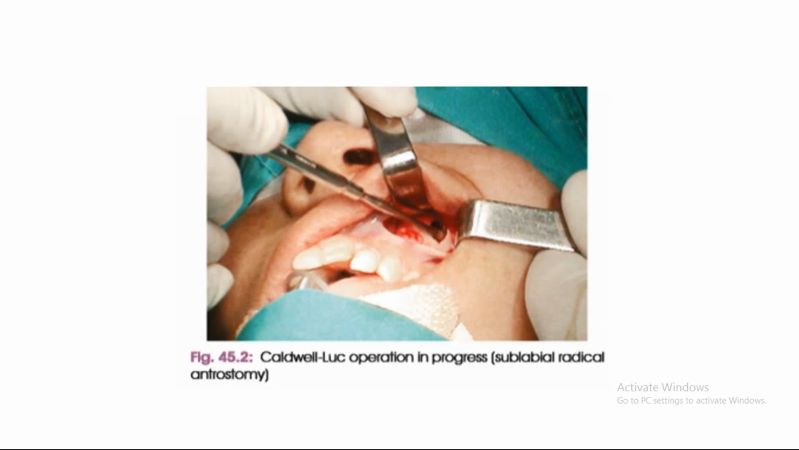Sorry, you can see the opening has been created, and now this is the Freer's elevator. Here we are using the tongue depressor, and this is the Freer's elevator which is being introduced to elevate the mucosa. And then after elevating the mucosa, you can remove the mucosa piecemeal, and then give a thorough wash to the maxillary sinus, and then you can use your angled endoscope or 0-degree endoscope to have a look into the maxillary sinus.